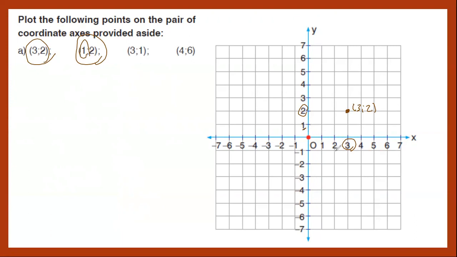So y-axis here. Look at what I said. Listen to me again. I'm saying 1 is on the x-axis here, 2 is on the y-axis here, and this is your point 1, 2.